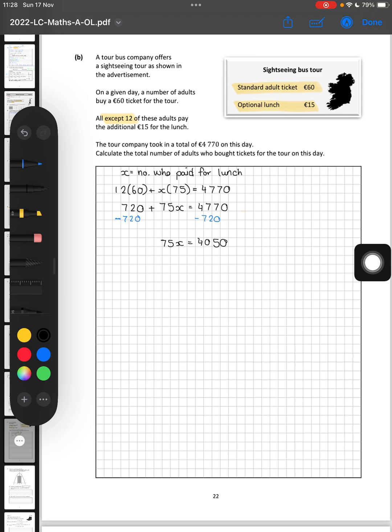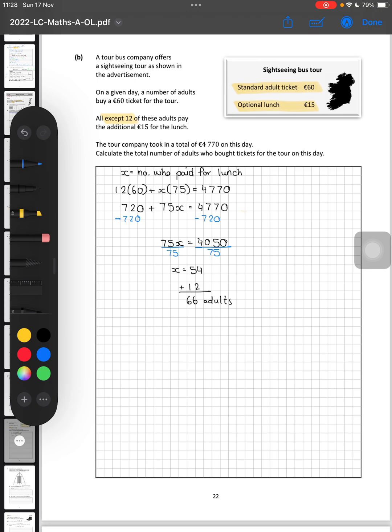Okay, so I'm going to divide now by the 75 that each of those people paid to get x, the amount of people. So x is 4,050 divided by 75, and I'm going to get 54. Okay, so 54 people paid for lunch. And I need to add on to that the people who didn't pay, so add on the 12 so that I get 66 in total. Okay, so 66 adults. So that's one way of doing it.